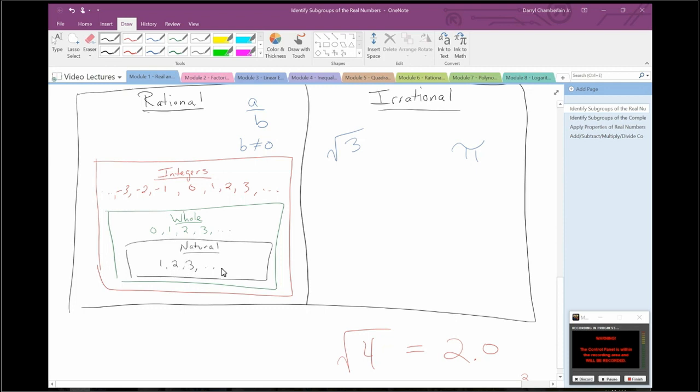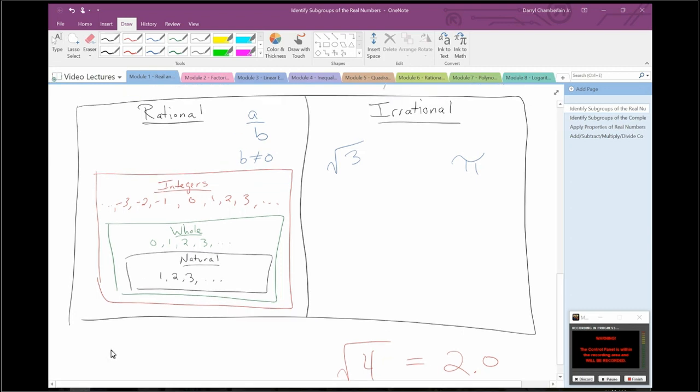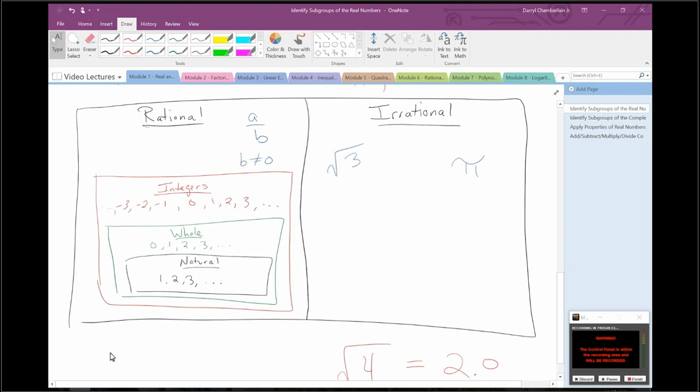And I've written it in this way so that you can see all of the natural numbers are in the whole numbers. All of the whole numbers are in the integers, and all of the integers are in the rational numbers. And that the rational numbers and irrational numbers have no overlap. They are disjoint. And that is all of the sets and the subgroups in the real numbers.